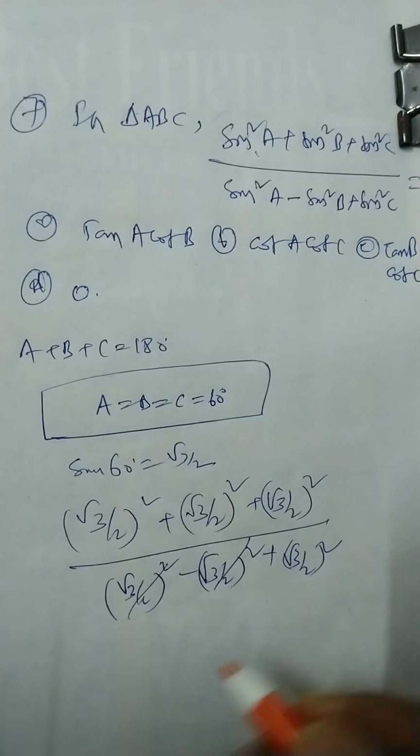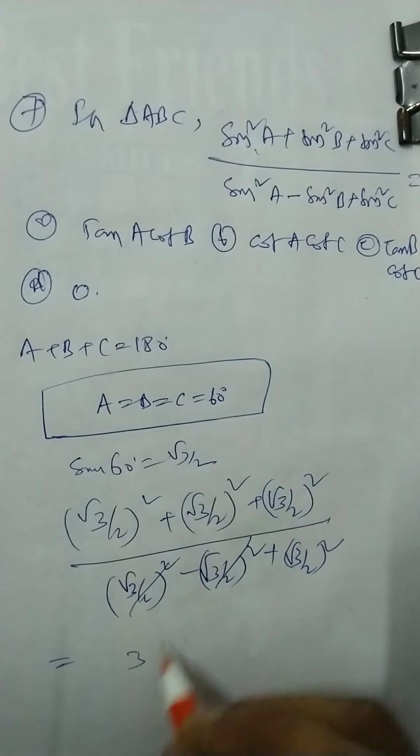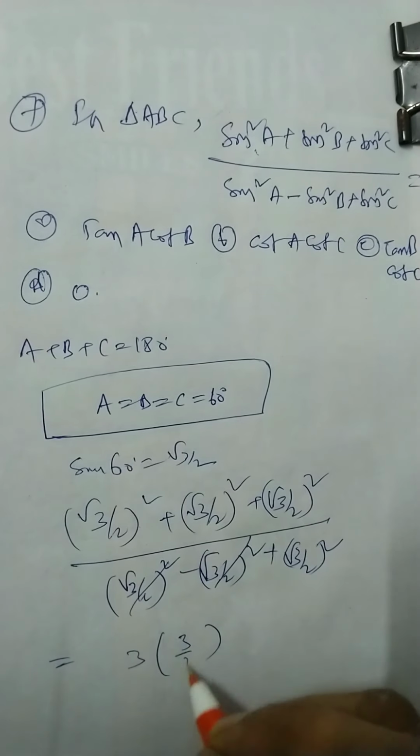So one value in the denominator cancels. Here you get 3 times (root 3 by 2) whole square, which is 3 times 3 by 4, so we get 9 by 4 in the numerator, and in the denominator only one value, that is 3 by 4. So 4 cancels, and 3 ones are 3, 3 threes are 9, so the answer is 3. Now use A equal to B equal to C equal to 60 in the options.